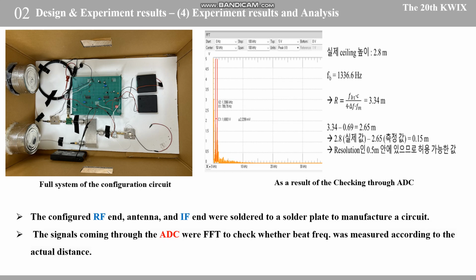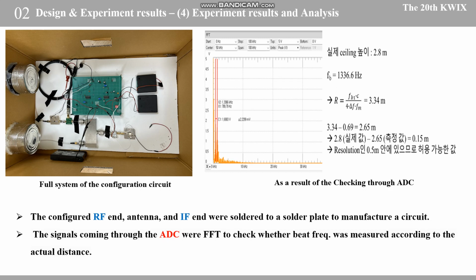The figure on the left shows the overall configuration of the system. To configure the RF, antenna, and IF stages, we soldered components onto plates to fabricate a circuit. Since the actual antenna was manufactured to configure the entire system, the signal entering through the ADC was passed through an FFT to check whether the circuit was operating well before signal processing, and to check the beat frequency.